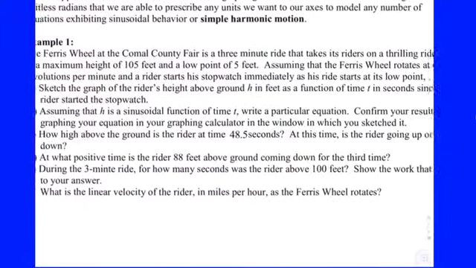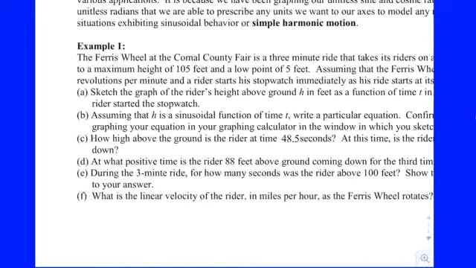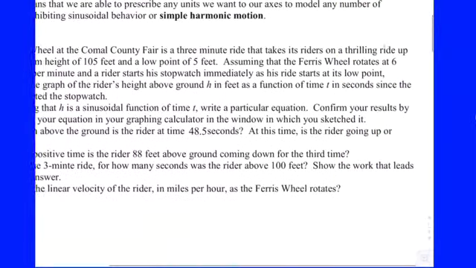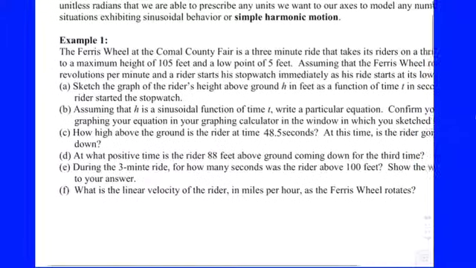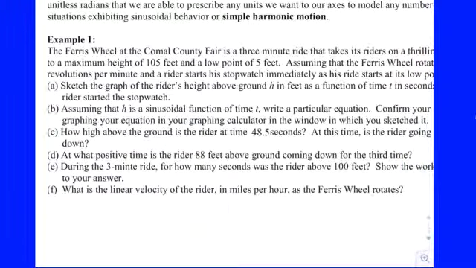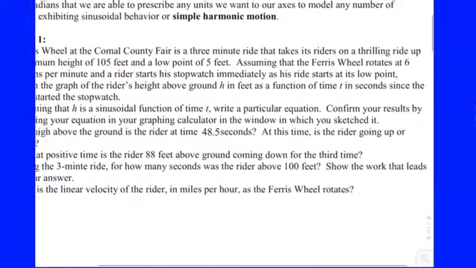That takes its riders on a thrilling ride up to a maximum height of 105 feet and a low point of 5 feet. So, you know, there's that little loading ramp you get on there, and you're 5 feet above the ground at the lowest point. Assuming that the Ferris wheel rotates at 6 RPM, 6 revolutions every minute, and that a rider starts his stopwatch, that would be me, as the ride starts at its low point.